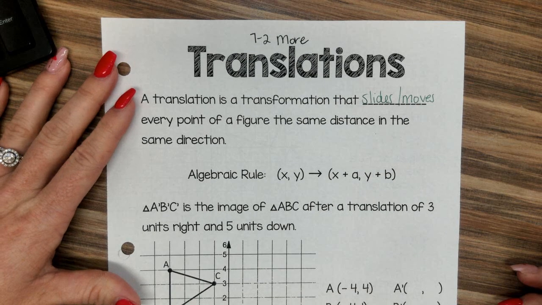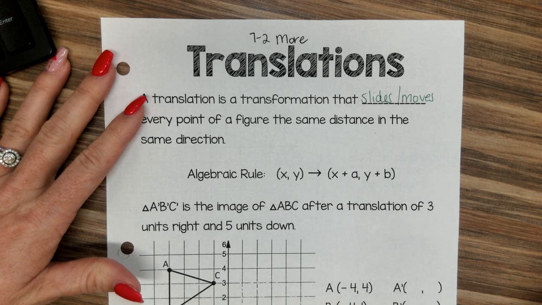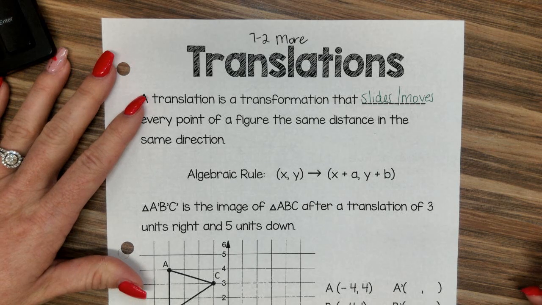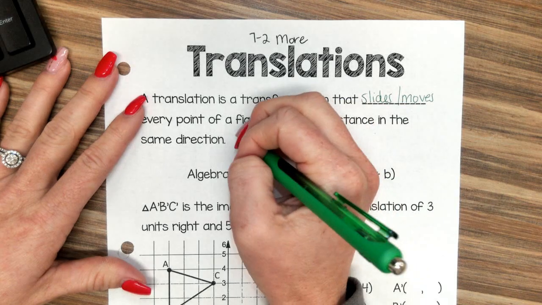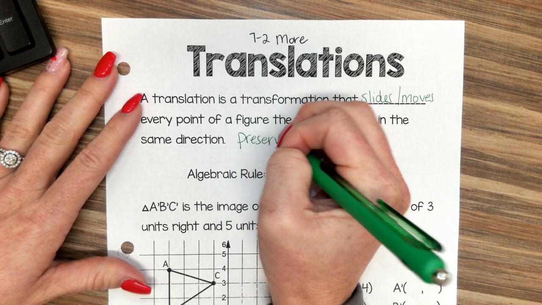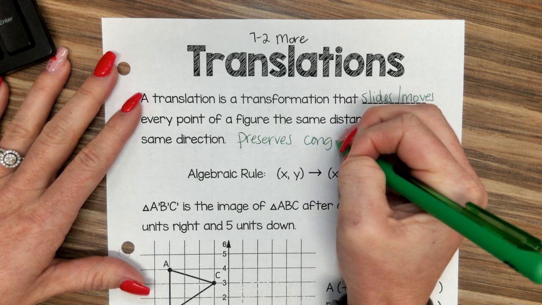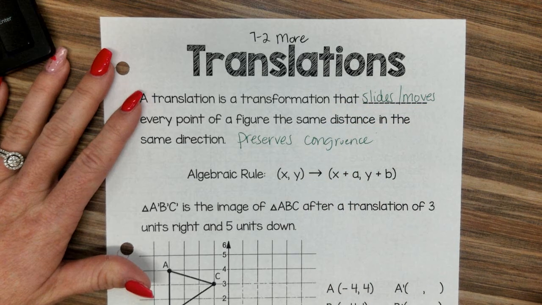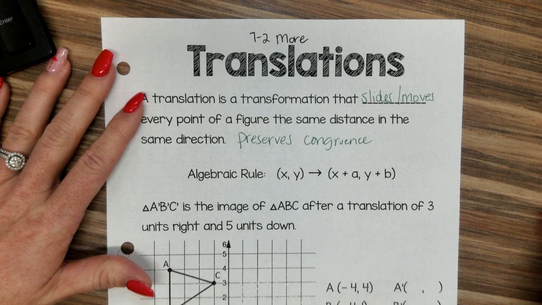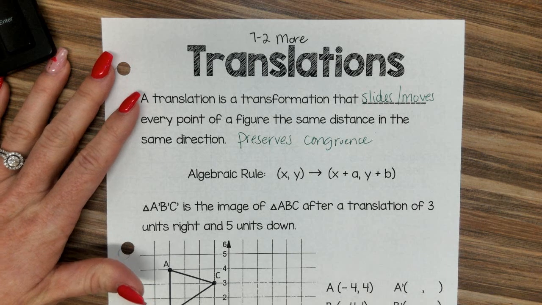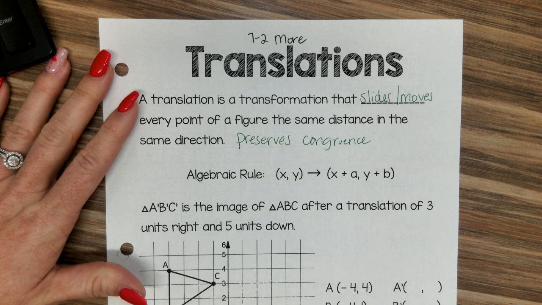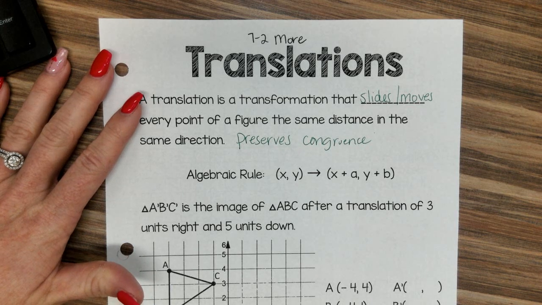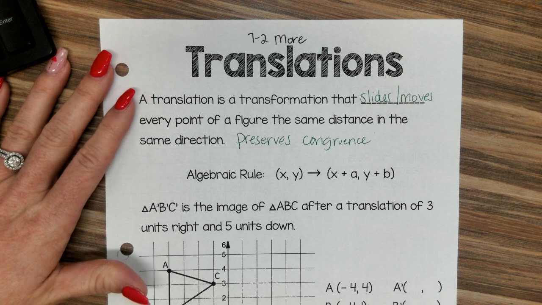On Friday, we learned about translations. What did I teach you guys? It preserves congruence, meaning it keeps it the same size, same shape, same side length, same angle, same area, same perimeter. Everything stays the same. The only thing that changes is where it's located.